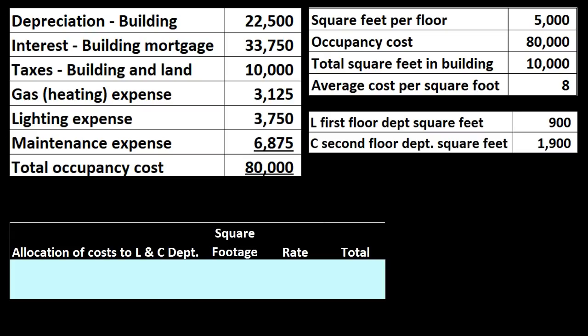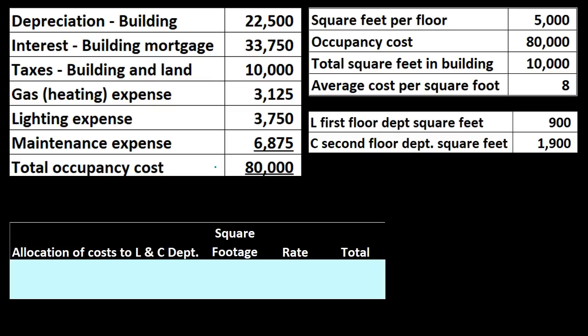So let's go through this problem. Here is our data up top. We're going to have the occupancy costs. We're going to call it total occupancy costs. Those will include depreciation on the building, interest on the building, land taxes, gas, lighting, maintenance. We're going to say that those all add up to $80,000. We're going to call those occupancy costs, and we're going to say that those are going to be affecting multiple different departments that are in the same building, and therefore we want to apply that $80,000 out in some way.